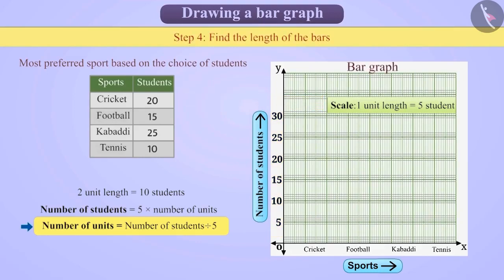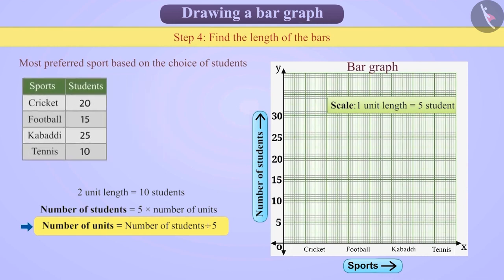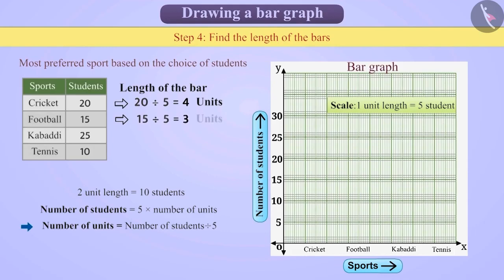Step 4. So, let's find the length of the bars. Cricket, 20 divided by 5 is equal to 4 units. Football, 15 divided by 5 is equal to 3 units. Kabaddi, 25 divided by 5 is equal to 5 units. Tennis, 10 divided by 5 is equal to 2 units.